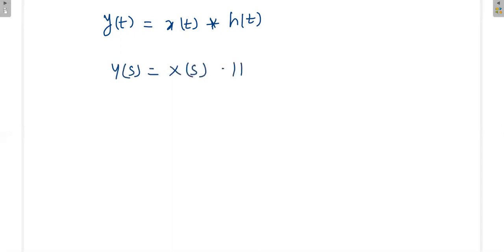Then y of t is equal to x of t convolved with h of t. See, in the exam, if they provide x of t and h of t, then with the help of the convolution integral, we have to find y of t. And there is another way also, because we know that y of s is equal to x of s multiplied with h of s.